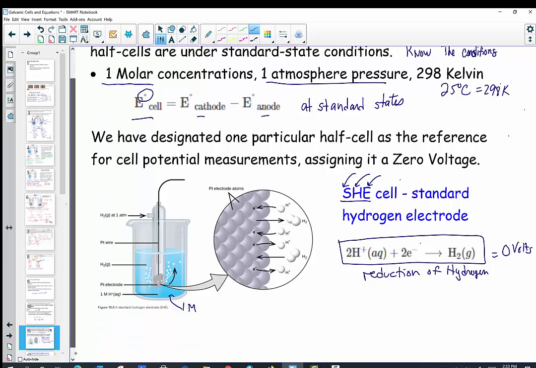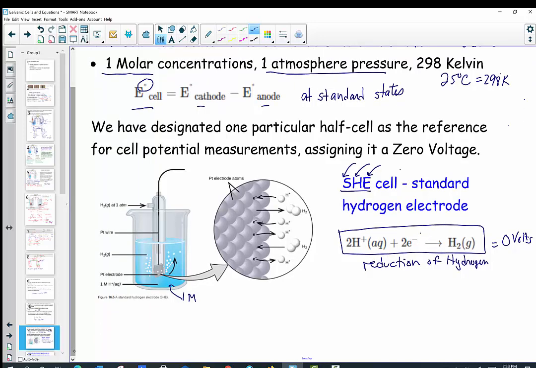I want to focus on this SHE cell. I know you're trying to draw it a little bit as well. Now, we understand hydrogen is in a gaseous form. How in the world are you going to hook an alligator clip to a gas? Well, you can't. So, just as if you had ions in solution, we need an inert electrode for a gaseous reactant or product as well.